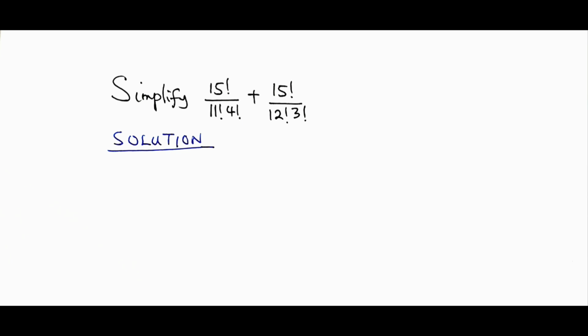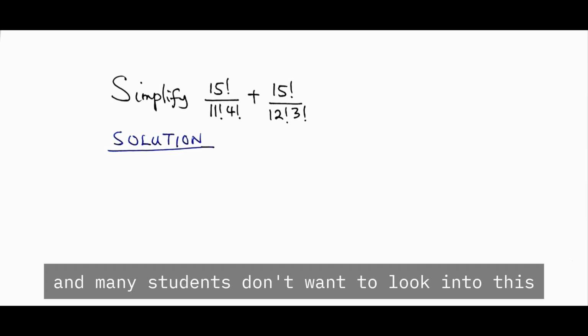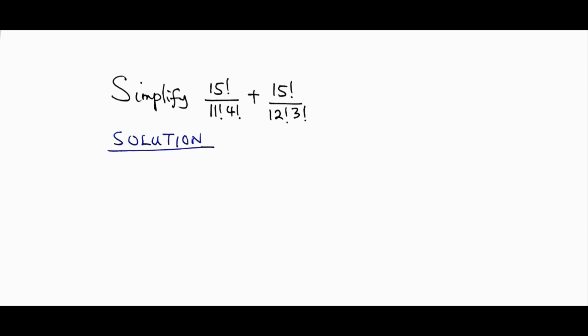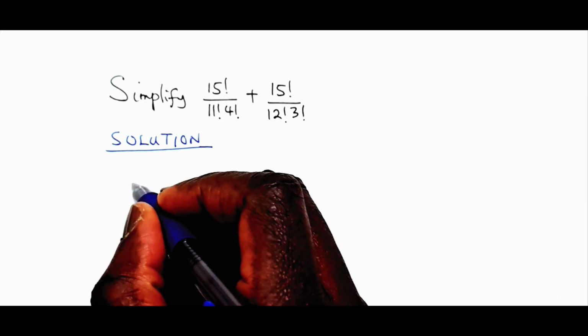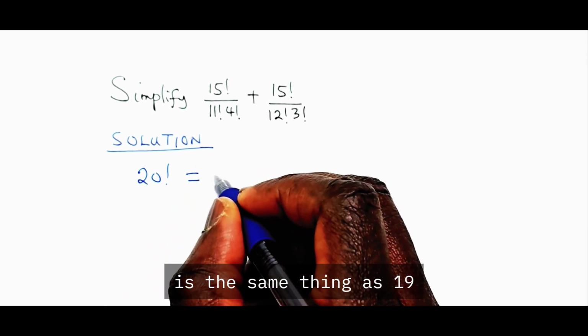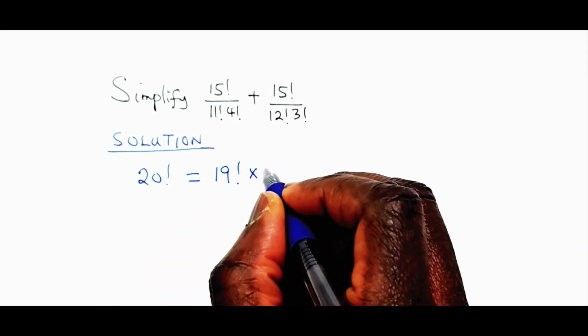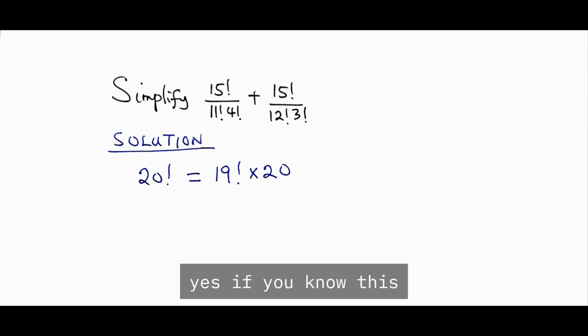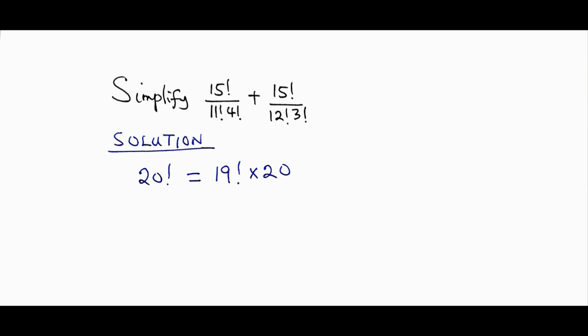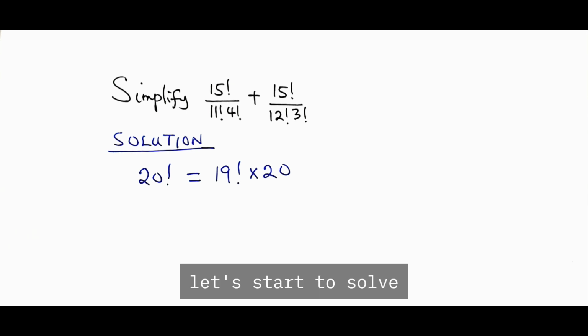We are asked to simplify 15 factorial over 11 factorial 4 factorial plus 15 factorial over 12 factorial 3 factorial. I know this is challenging and many students don't want to look into this. But here we are. Do you know that 20 factorial is the same thing as 19 factorial times 20? Yes, if you know this, let's start to solve this.